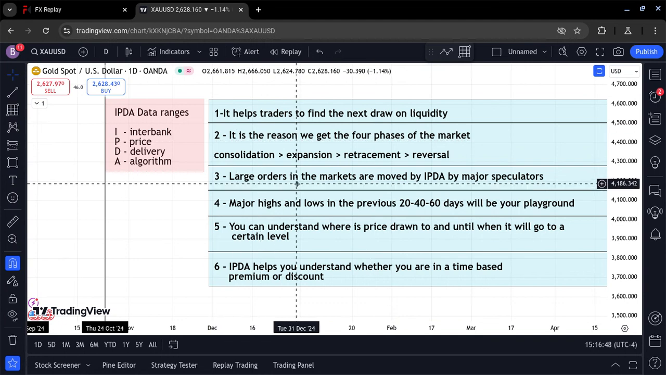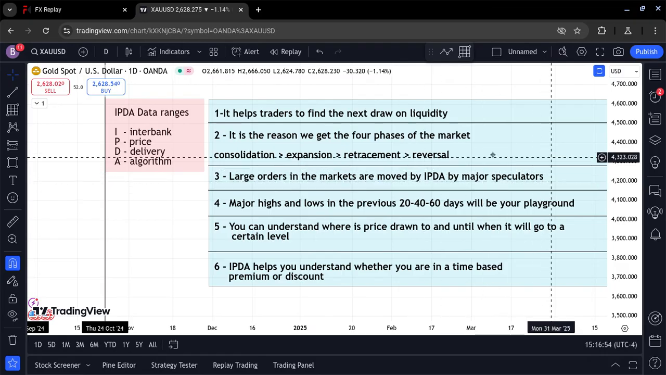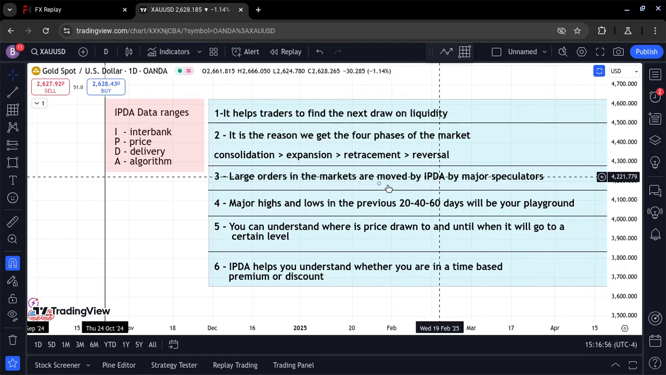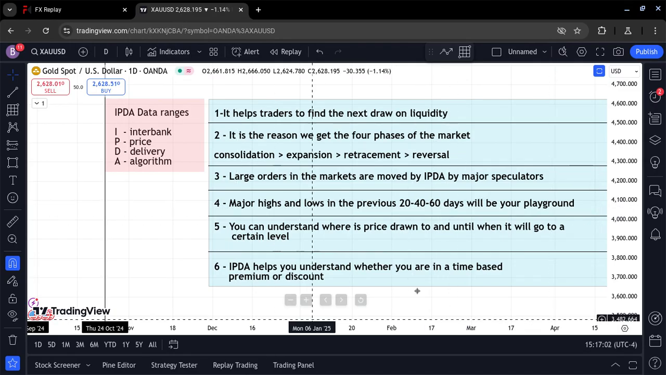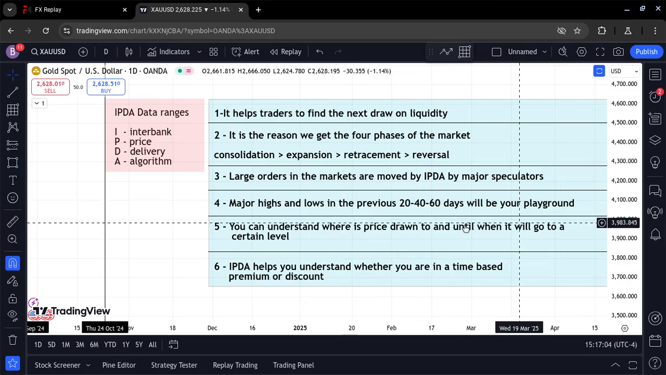Third, large orders in the markets are moved by IPDA by major speculators. So these major speculators, they use IPDA as well. Fourth, major highs and lows in the previous 20, 40, 60 days will be your playground. So I'll show you in a while what I mean by this.